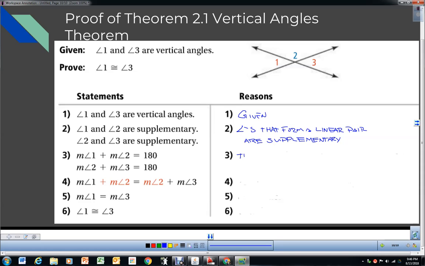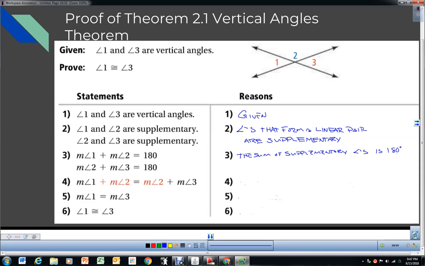So the sum of supplementary angles is 180 degrees. Okay. Now let's look at this. The measure of angle 1 plus the measure of angle 2 is equal to the measure of angle 2 plus the measure of angle 3.